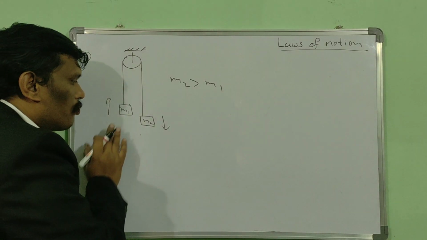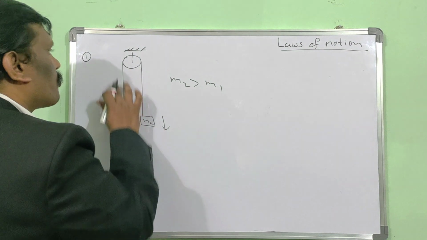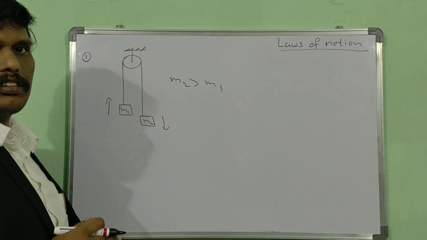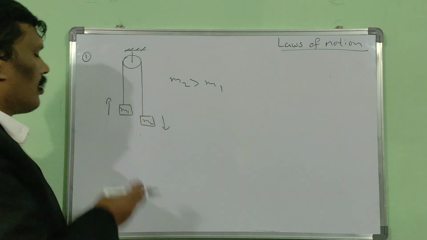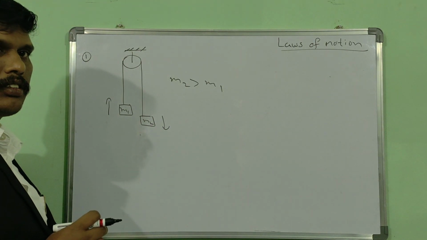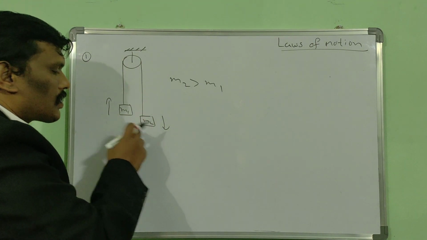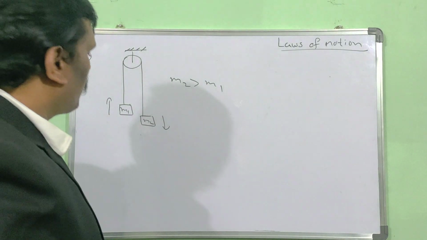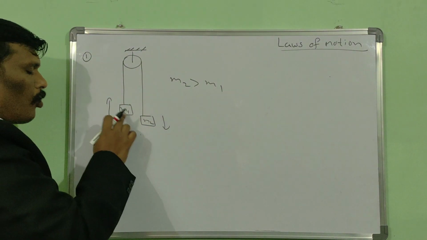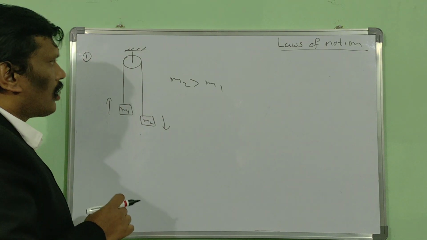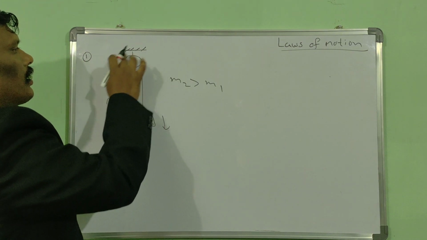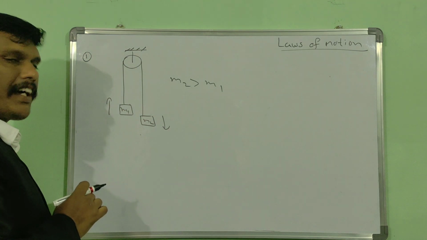But both will move with the same acceleration. Why? Because both are connected with a string. It is not possible for one mass to have more acceleration compared to the other mass. Remember, both masses will move with the same acceleration. Both masses are connected with an inextensible string which passes over a light and frictionless pulley.